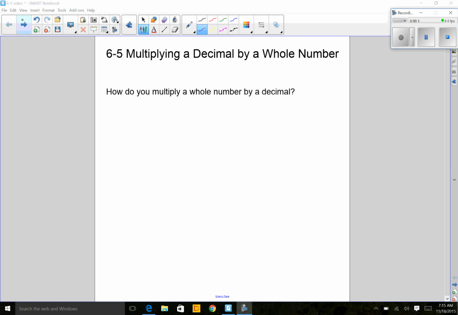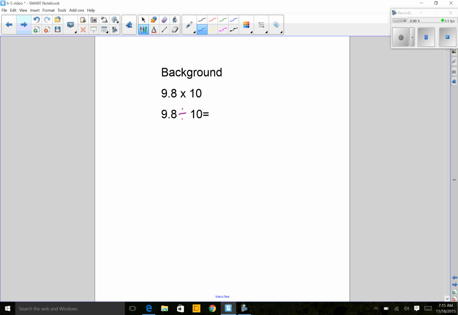works. The background you need for this is that when you multiply or divide a number by 10 or 100 or 1,000, you're moving that decimal place over one direction or the other, depending on if you're multiplying or dividing, because we work in a base 10 system. So it's a factor of 10 in each direction. So 9 and 8 tenths times 10 would equal 98, because we move the decimal over one place.